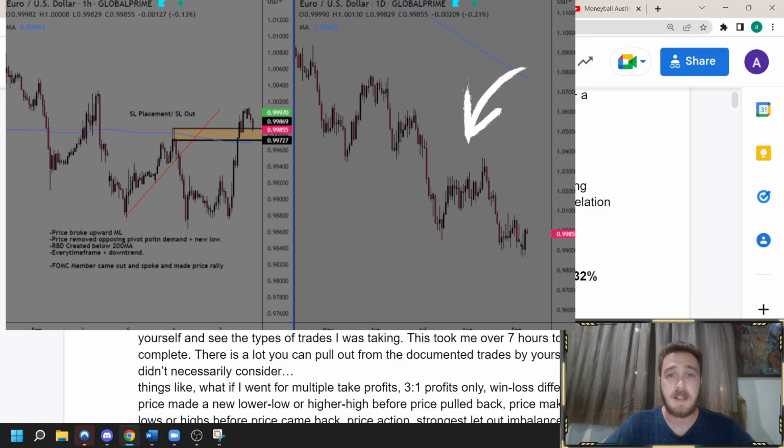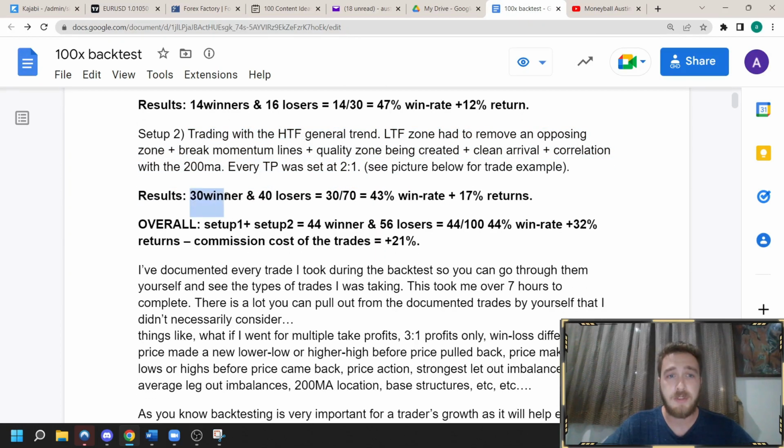And then, the same as the lower time frame, the lower time frame zone has to be removing opposing zones, breaking trend lines, a good quality zone, clean arrival. And then the big difference is the correlation with the 200 moving average. And once again, take profit set at 2-to-1. Overall results, 30 winners and 40 losers. 30 divided by 70 is a 43% win rate with plus 17% returns.